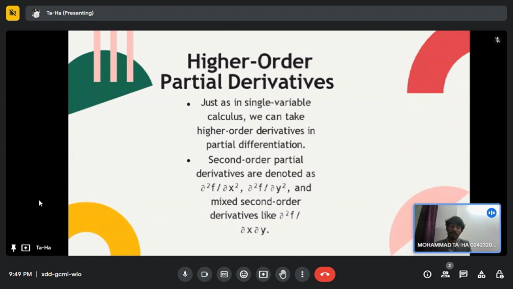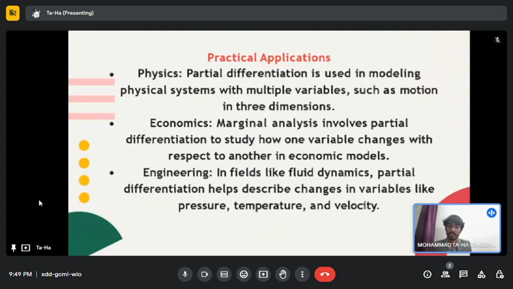Now, I am going to share about the practical application. In physics, partial differentiation is used in modeling physical systems with multiple variables, such as motion in three dimensions. In economics, marginal analysis involves partial differentiation to study how one variable changes with respect to another in economic models. In engineering, in fields like fluid dynamics, partial differentiation helps describe changes in variables like pressure, temperature, and velocity.